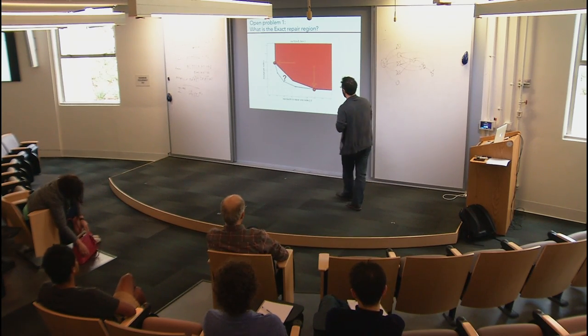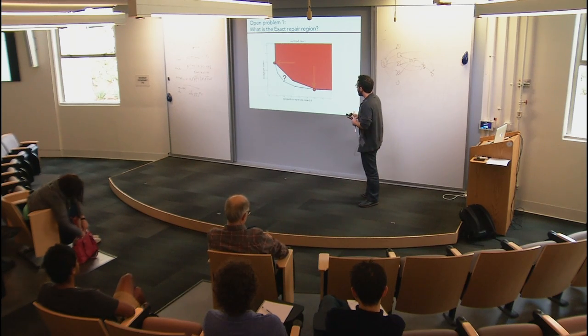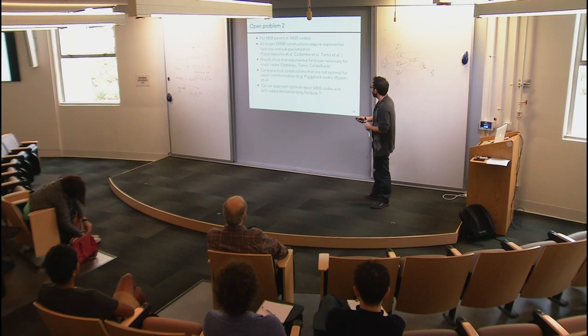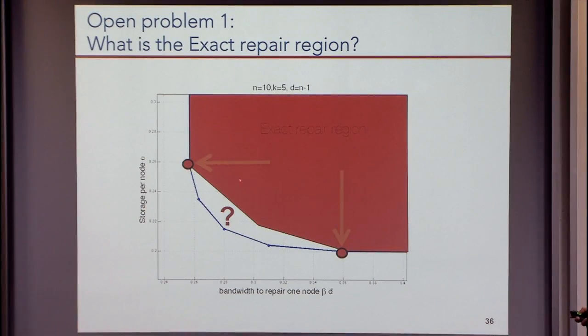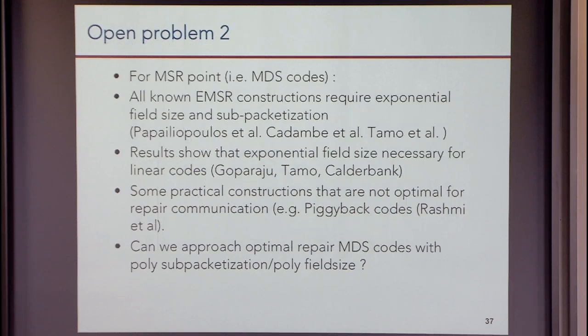So for this point, the one problem I guess is we don't have a lot of constructions for the intermediate region, and we don't even know the intermediate region. Okay, so that's the first problem. Second problem, because I need to wrap up.